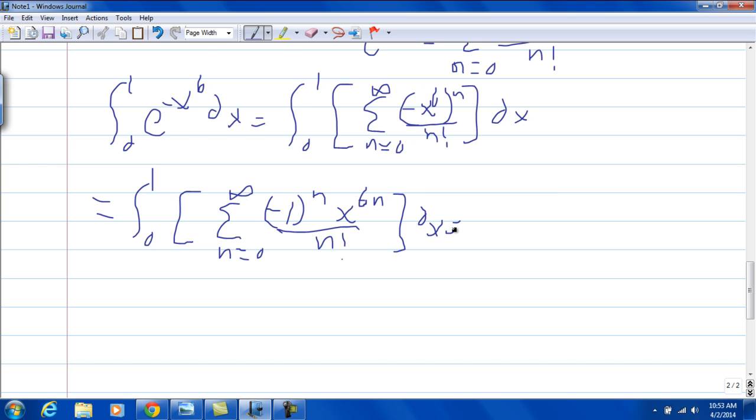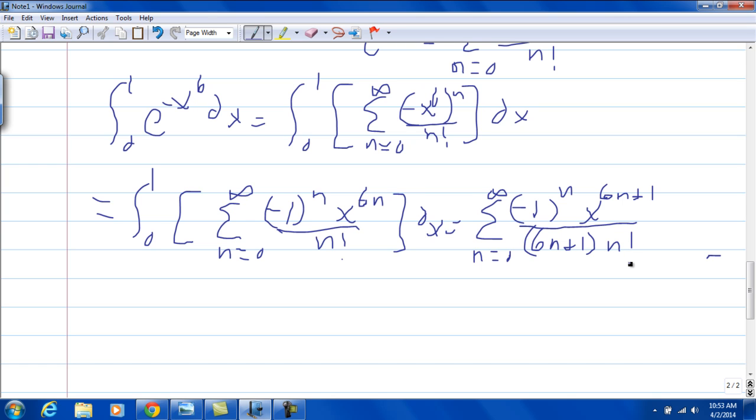Now I can integrate inside with that sum still there, and we would have the sum as n goes from 0 to infinity. That negative 1 to the n is not going to change. But this becomes x to the 6n plus 1. And of course, when you raise it to a power, power goes up by 1, you divide by that new power. 6n plus 1 times the n factorial. And we're going to evaluate this from 0 to 1 for x.